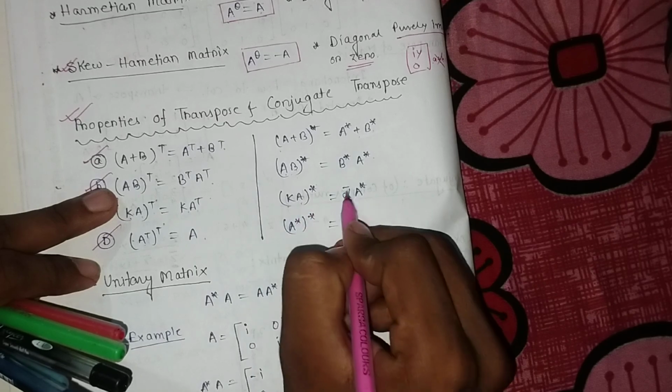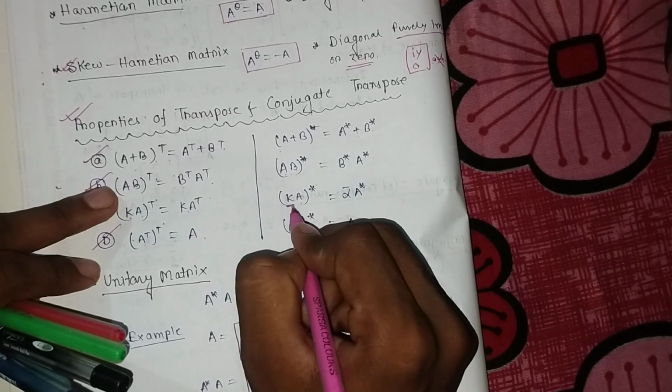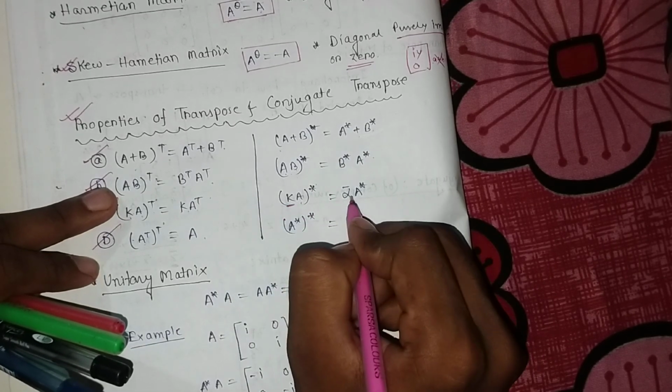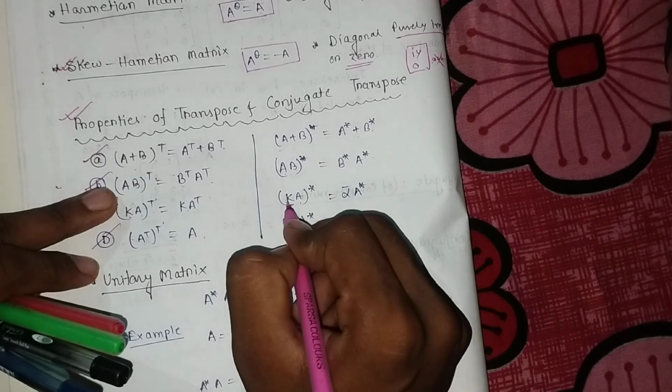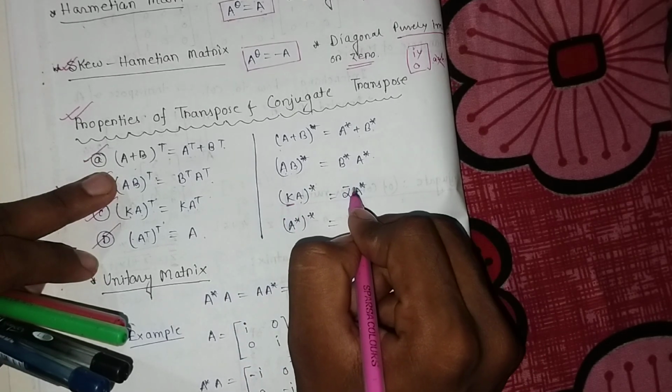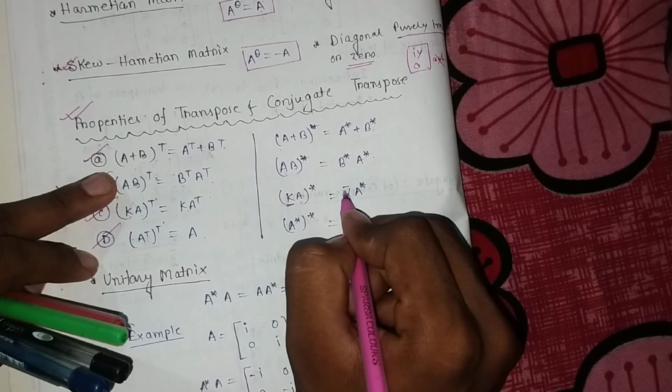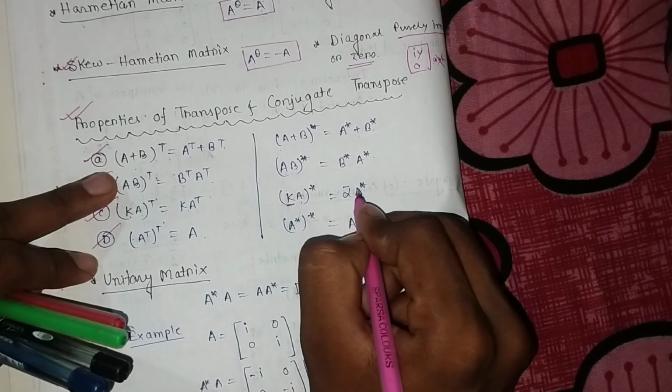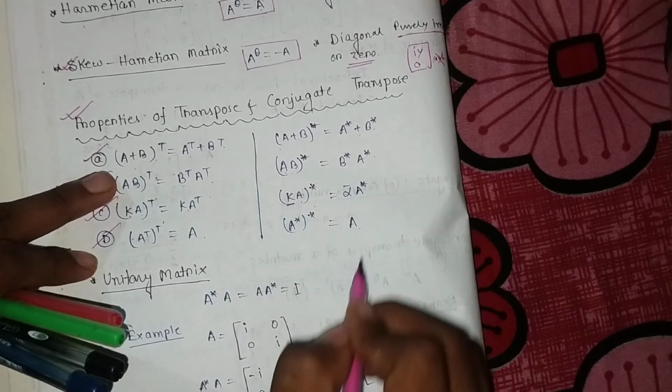Similarly (K A) star equals, since this is a complex number, we have to write here the conjugate, because in a complex number alpha, alpha bar is the conjugate of alpha. So alpha conjugate, alpha bar and A star, and (A star) star equals A.